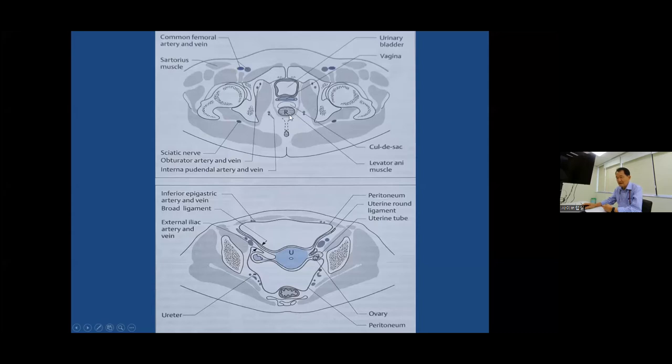And this is the cul-de-sac between the rectum and vagina. Normally there is some fluid, but if there is more than a normal amount, you have to think about ascites and other things. So this is anatomy you have to always recognize.